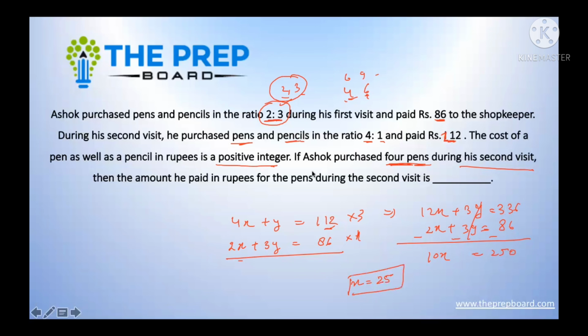Now, what are we supposed to find? The amount paid in rupees for the pens during the second visit. So in the second visit, he bought 4 pens. Each pen costs rupees 25. So the cost of 4 pens becomes rupees 100.